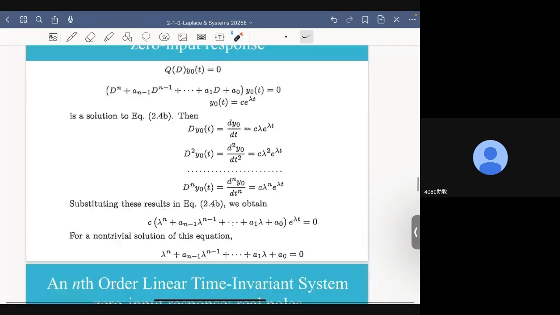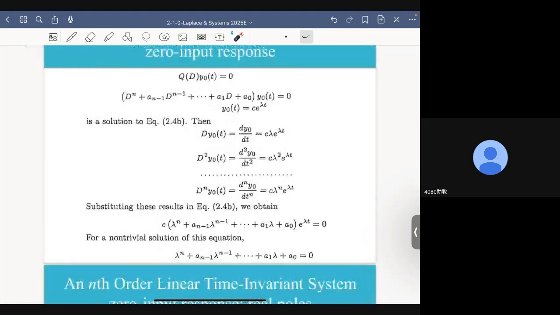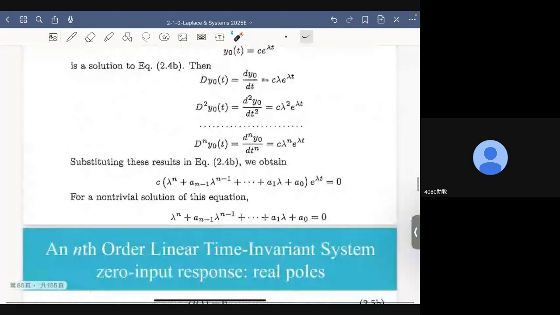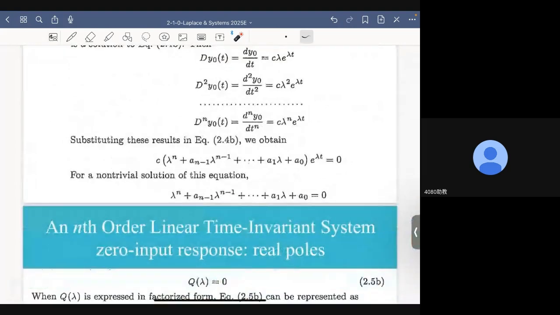Okay, all right, let's go back to our lecture. Control system. All right, now what we have here is that C can be 0, but it will give us a trivial solution, which is useless.